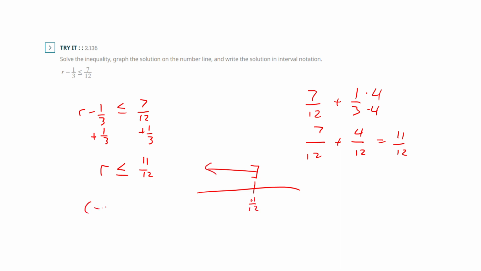In interval notation, I'm instantly happy. I'm hitting the arrow at negative infinity. I'm going to stop at 11/12, because I'm going up the number line and then I stop.